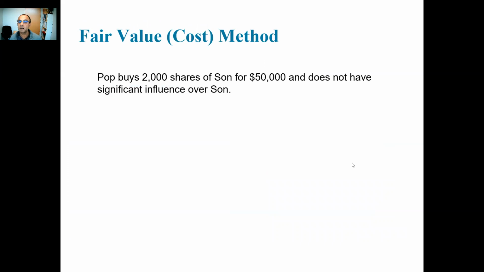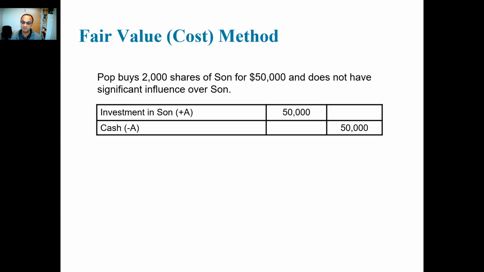We assume here a company by the name of Bob. It buys 2,000 shares from Sun, and Sun here, it's the subsidiary company for $50,000. And it doesn't have any influence. So if the parent company doesn't have any influence on the subsidiary, we can use the fair value method or the cost method. What is the journal entry we should make when we do that?